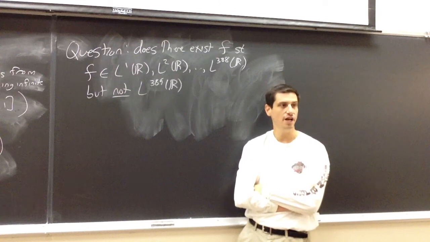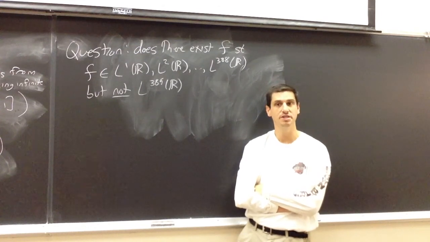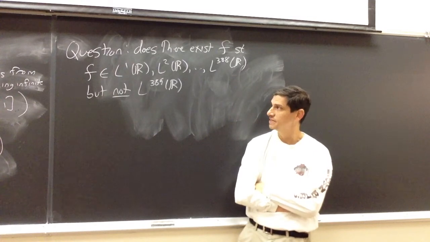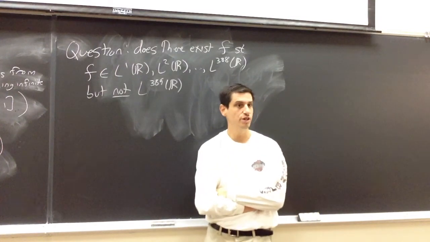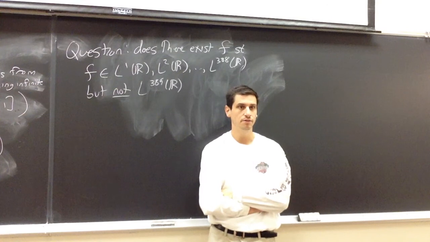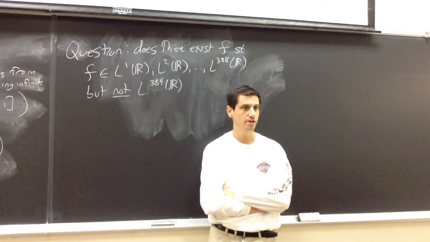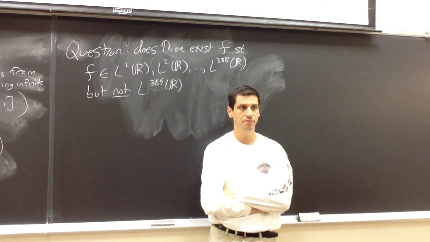If the function is in L1 of R, L2 of R, it's got to be decaying. So if I take higher and higher powers, shouldn't I have more and more decay? And thus shouldn't such a function not exist? So what do you think? Does a function like this exist?